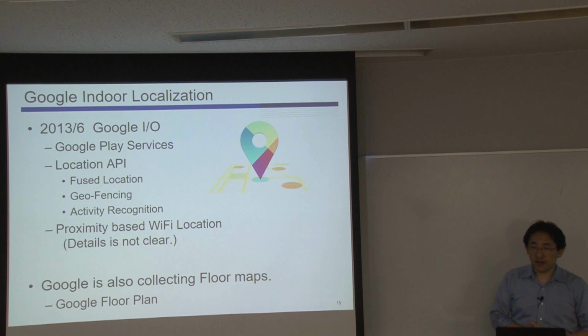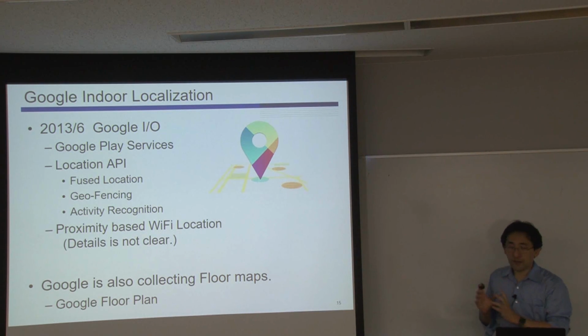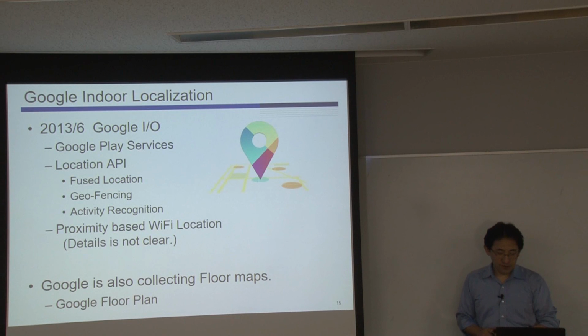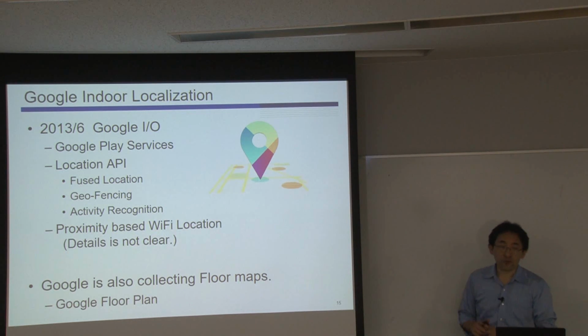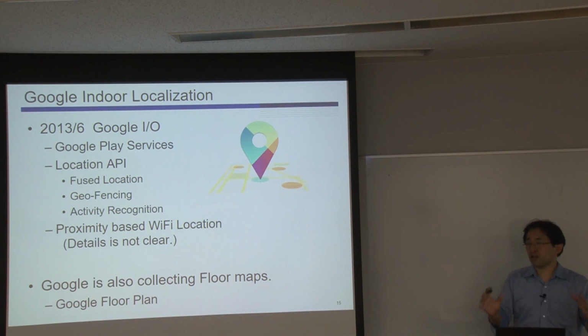So Google has, so each Android has a library inside for indoor localization. In 2013, they provided a new localization API, based on proximity-based Wi-Fi localization. So even if Android can't receive the GPS signal, you can still get the location, maybe in underground stations, because they use Wi-Fi localization technology. Okay, but the detail is not clear. And Google is also collecting floor maps, called Google Floor Plan Services. They try to get floor plan data to gather all the world's indoor maps.